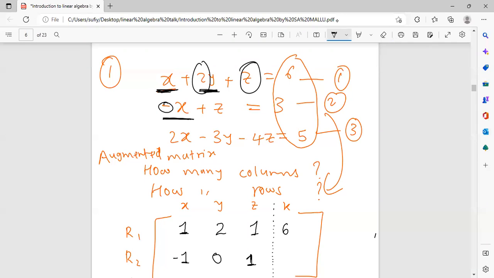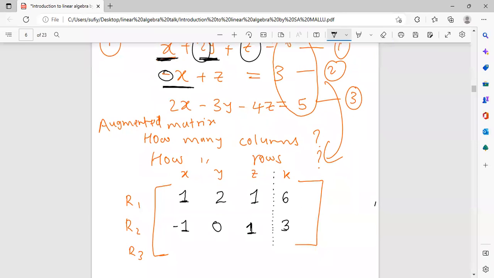And the constant k is 3. So we put a 3 there. Okay. That would be for row 2. Let us look at the last one here. Now for row 3, we're going to consider equation number 3. The coefficient of x in equation number 3 is 2, so we put a 2 there. The coefficient of y in equation number 3 is -3, so we put a -3. For z, we put a -4. And finally, the constant, which is 5.